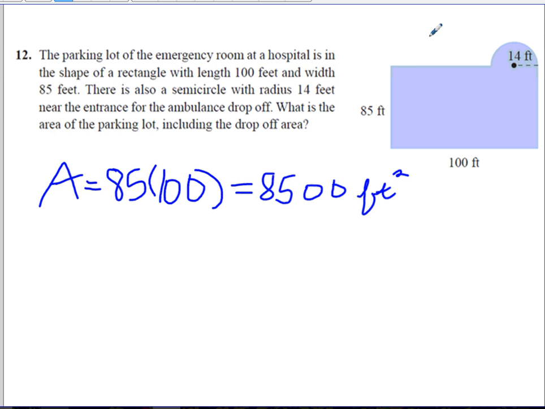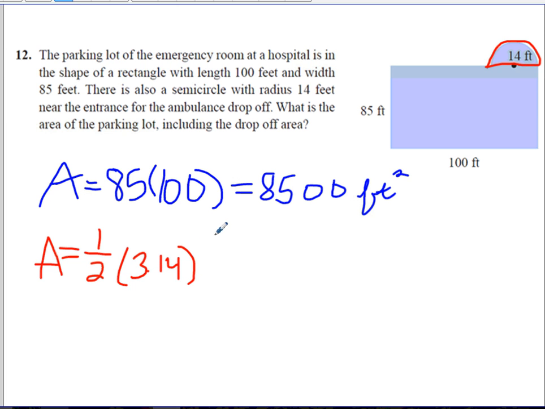So then our area of the semicircle here will be adding 1/2 to it because it's half a circle, times pi, so 3.14, times our radius squared, which is 14. And if you plug that into the calculator, you will get 307.72 square feet.